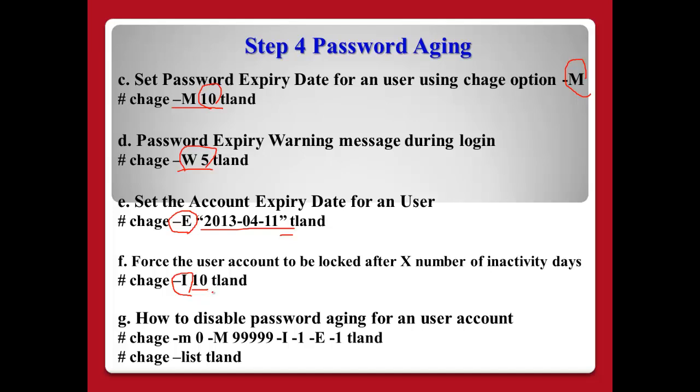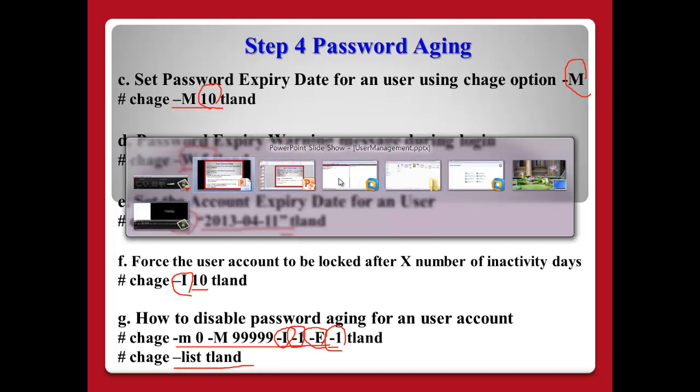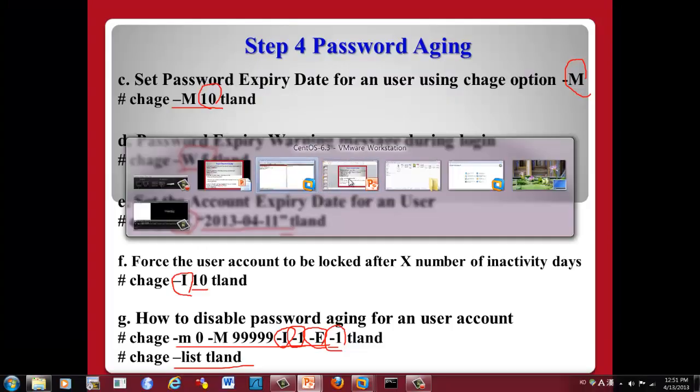And the G, how to disable password aging for a user account. So if we don't want password aging for a specific user account, in this case, you can use it like this. So here, hyphen M minus 1, hyphen E hyphen 1, and hyphen I, I mean the inactive, like this. Then we can check using hyphen list. Okay, then let's check here.